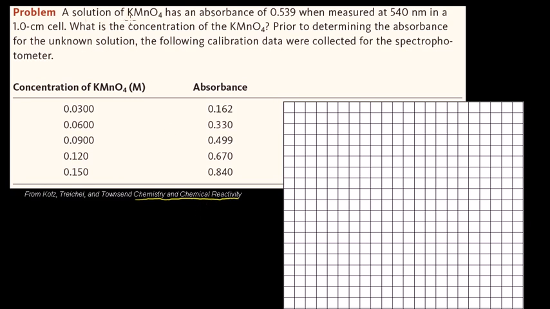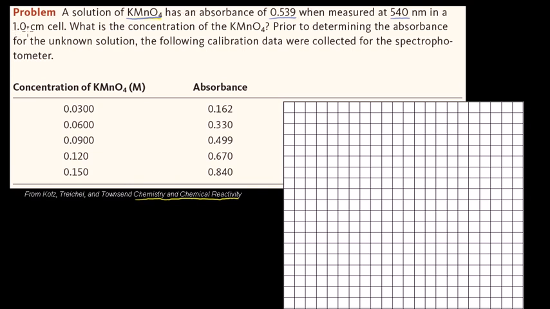It says a solution of potassium permanganate has an absorbance of 0.539 when measured at 540 nanometers in a 1 centimeter cell. So this 540 nanometers is the wavelength of light that we're measuring the absorbance of. This is probably a special wavelength for potassium permanganate, one that it tends to be good at absorbing, so it'll be pretty sensitive to how much solute we have in the solution.